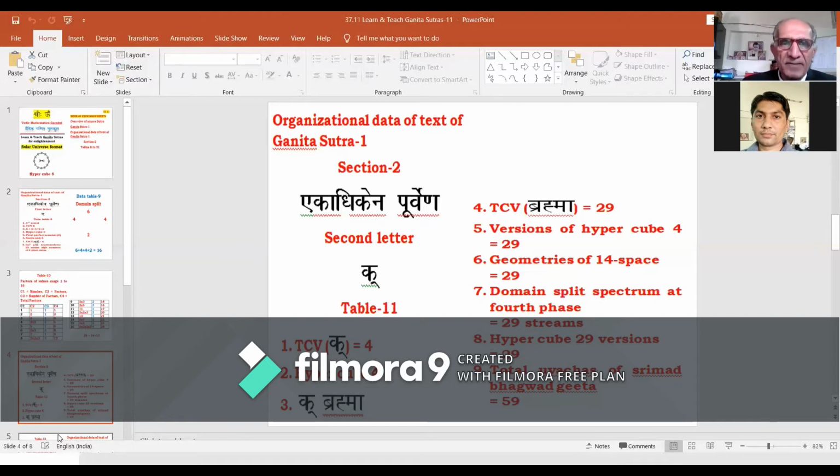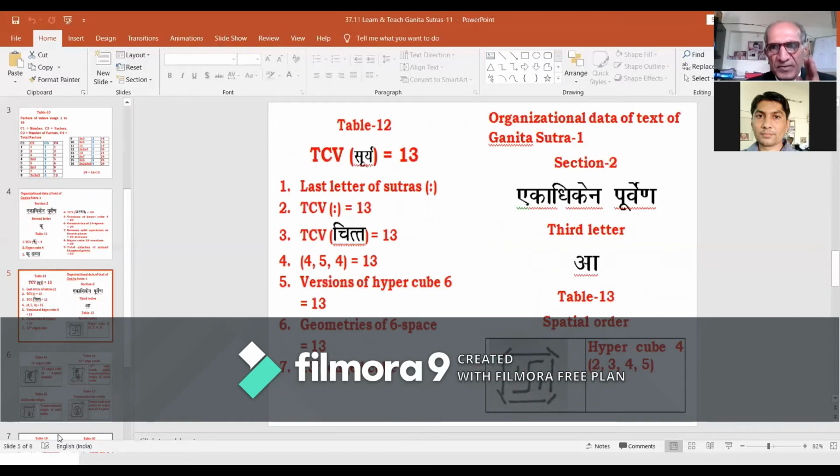A step ahead, table 12 is further providing us an insight that the formulation Surya is of TC value 13. The last letter of the text of Ganita Sutras and Upasutras, that is Visarjanya, is of TC value 13. The formulation Chit, the consciousness organ of the existence phenomenon within the human frame, is of TC value 13.